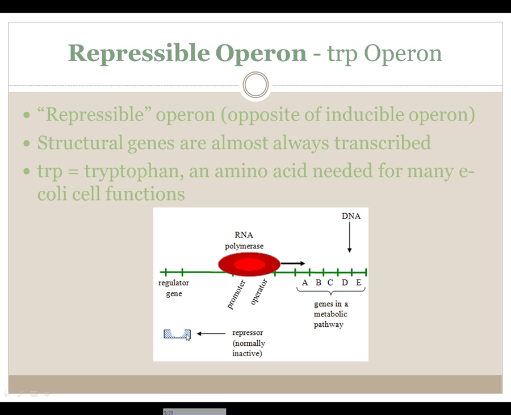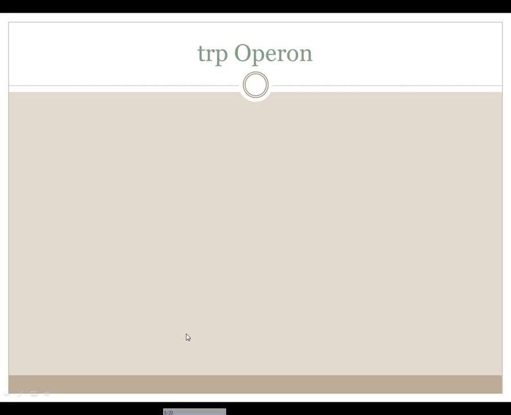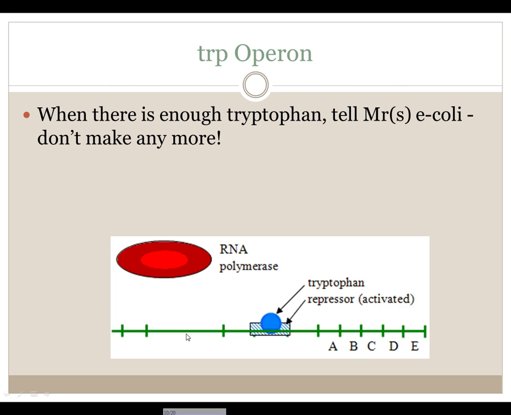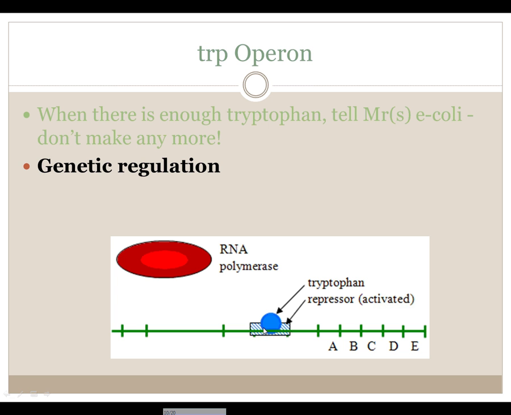Well, then the question would be, what if there was a lot of tryptophan? Would it need to keep on making tryptophan? And the answer seems logical: no. So what would happen if there's enough tryptophan? You've got to tell Mr. or Mrs. E. coli, hey, stop making tryptophan. And so the tryptophan would fit into the repressor, and now it's activated. Okay, and that's what's interesting. The term here is genetic regulation.